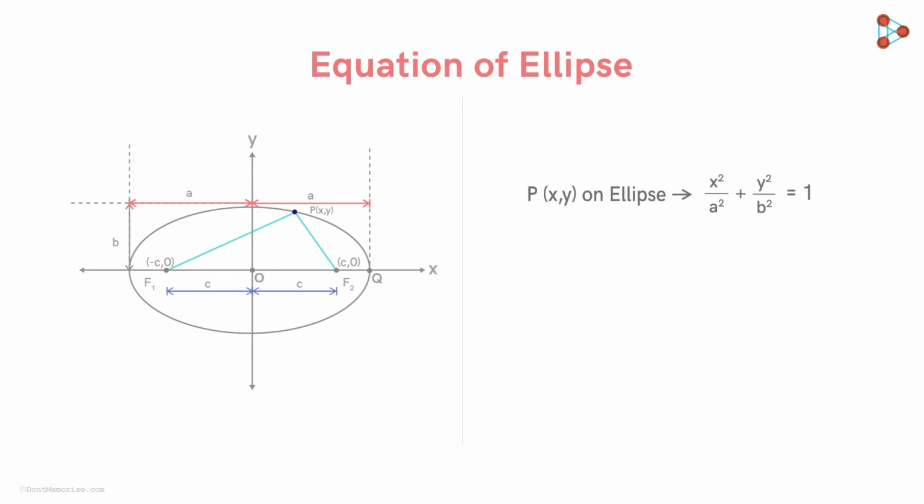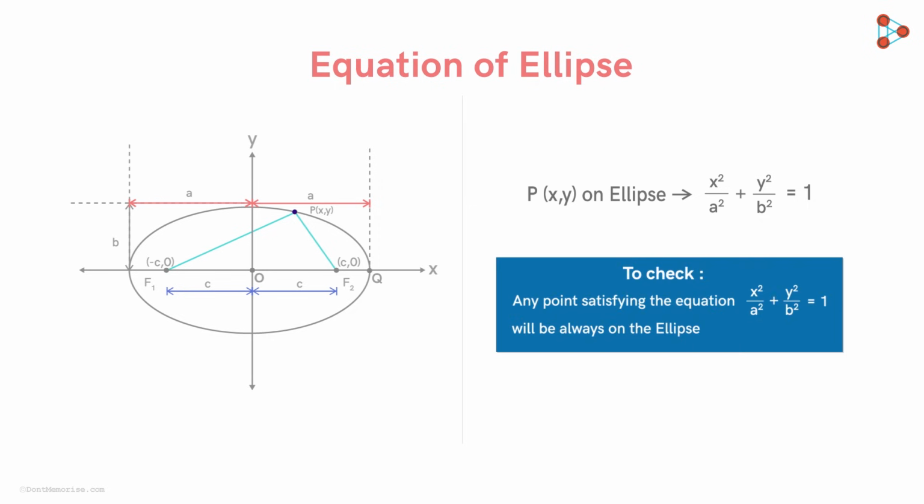Can we conclude from this that this is the equation of the ellipse? No, right? We know that we will also have to check whether the converse of this follows. That is, any point satisfying this equation will always lie on the ellipse. We will check this in the next lesson. We will see that this is the equation of the ellipse.